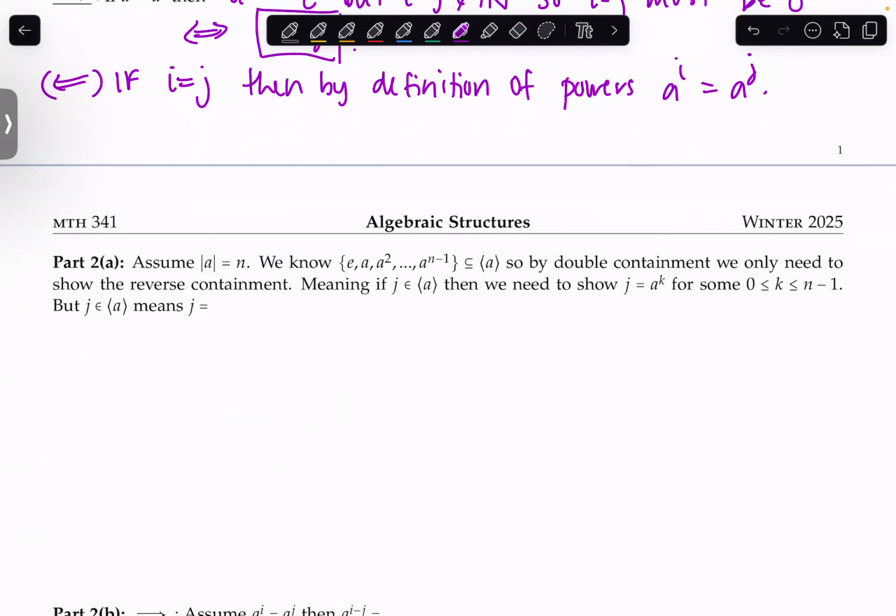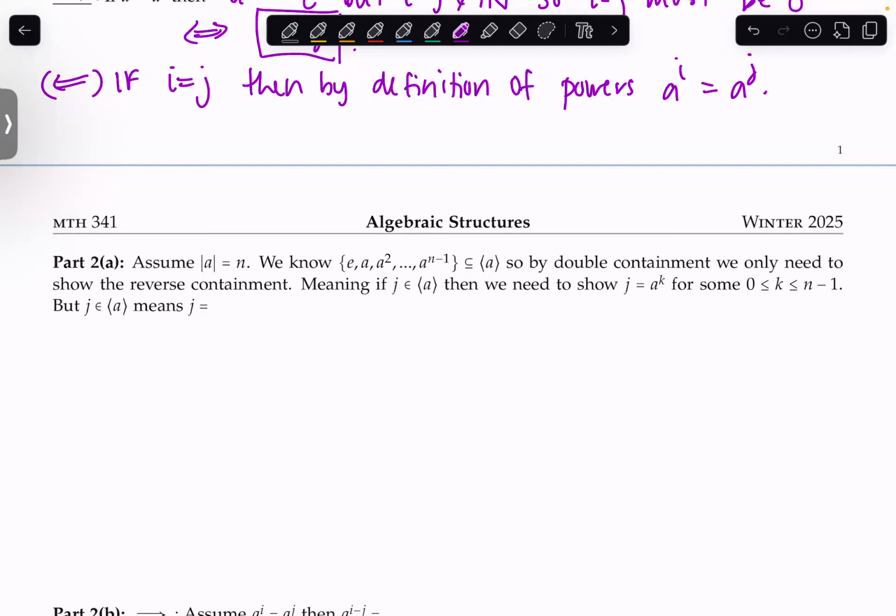Part A is wanting us to show that these two sets are equal to each other. So we would want to do this by double containment. And why do we know that this first containment we have for free already? By definition of which piece? Of our cyclic group, right? Our cyclic group are going to be all the integer powers of A. All of these are integers.